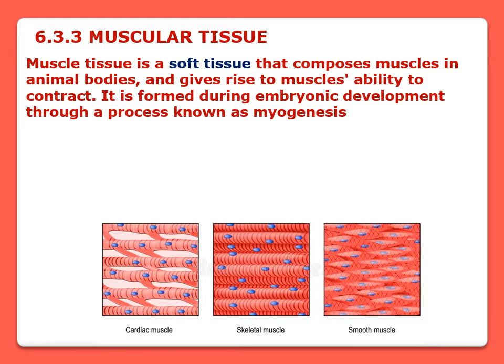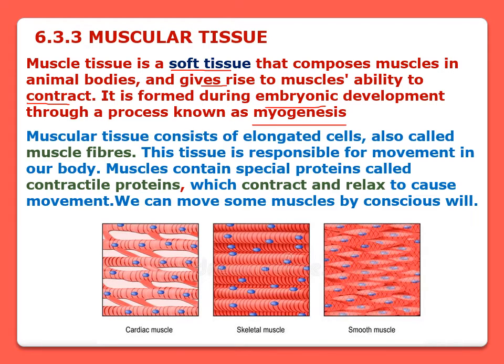Muscular tissue. Muscle tissue is a soft tissue. This tissue composes muscles in animal bodies, and this tissue gives rise to the muscles' ability to contract. Due to this tissue only the muscles can contract. This tissue is formed during embryonic development, and the process of forming this tissue is known as myogenesis. Muscular tissue consists of elongated cells, and those cells are also called muscle fibers.